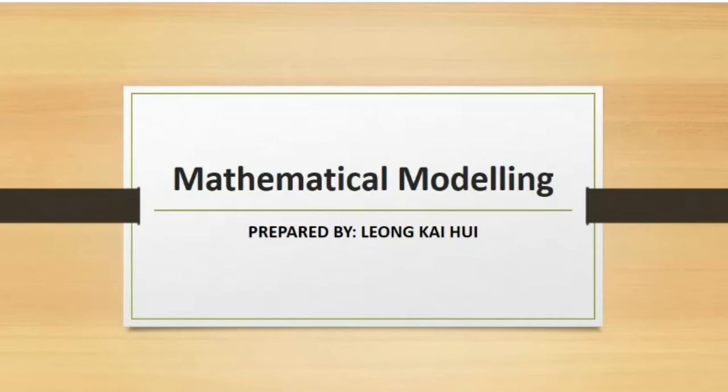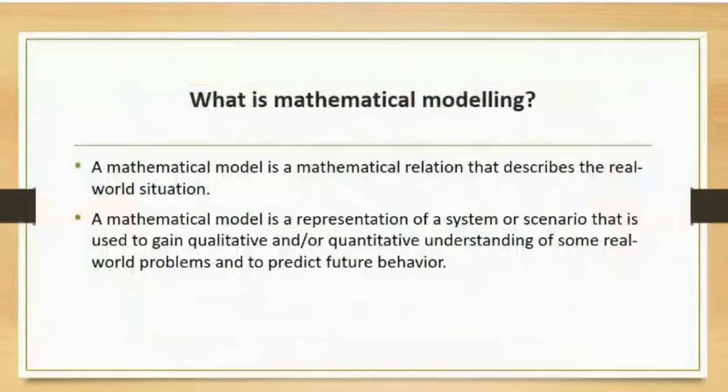Today, I'm going to talk about Chapter 8, Mathematical Modeling. What is mathematical modeling? A mathematical model is a mathematical relation that describes a real-world situation. A mathematical model is a representation of a system or scenario that is used to gain qualitative and/or quantitative understanding of some real-world problems and to predict future behavior.